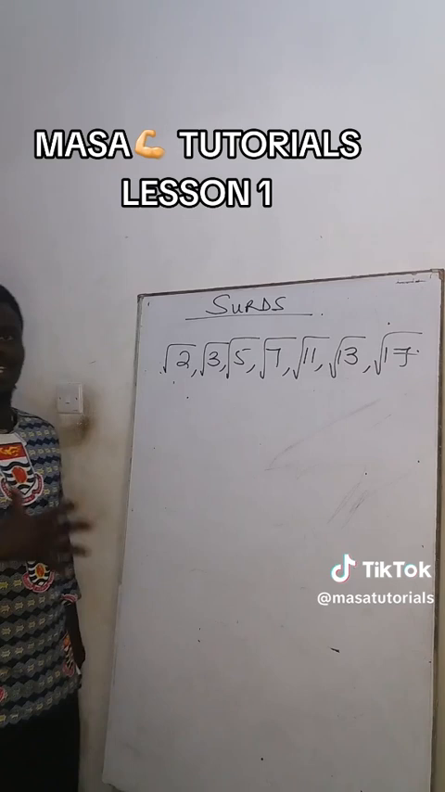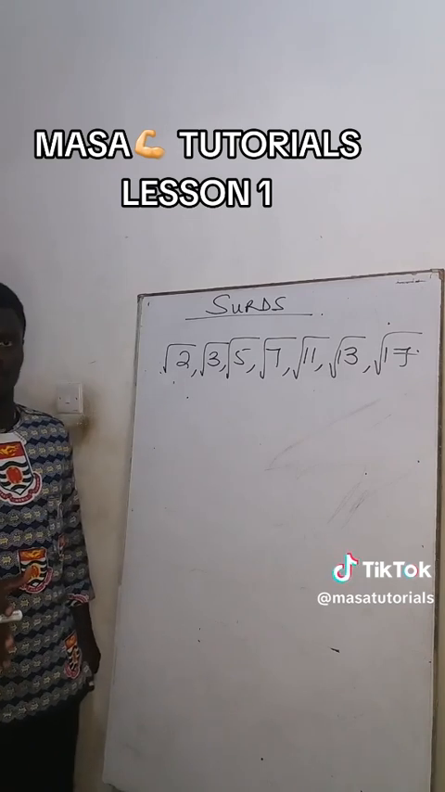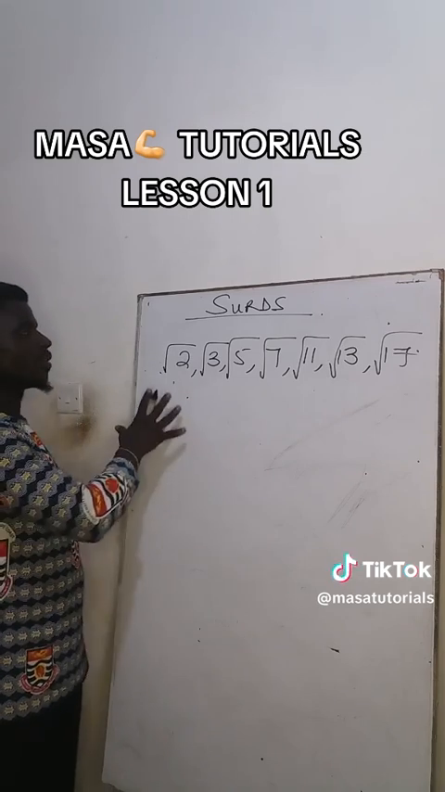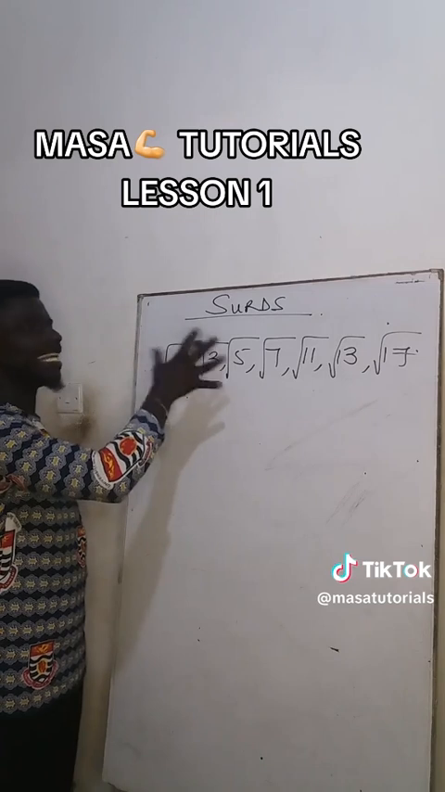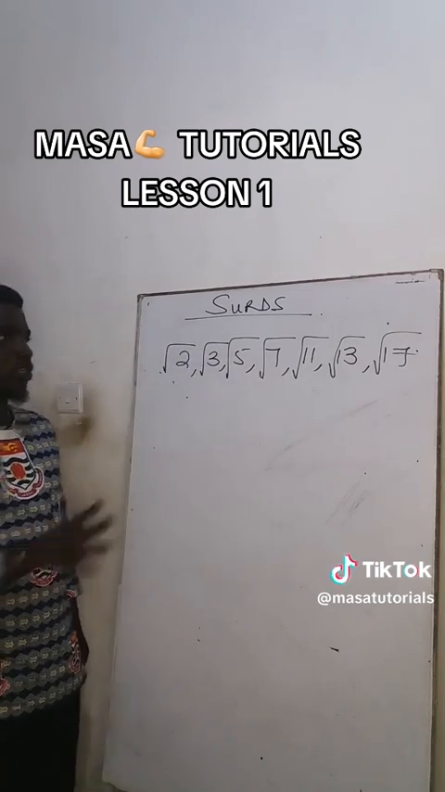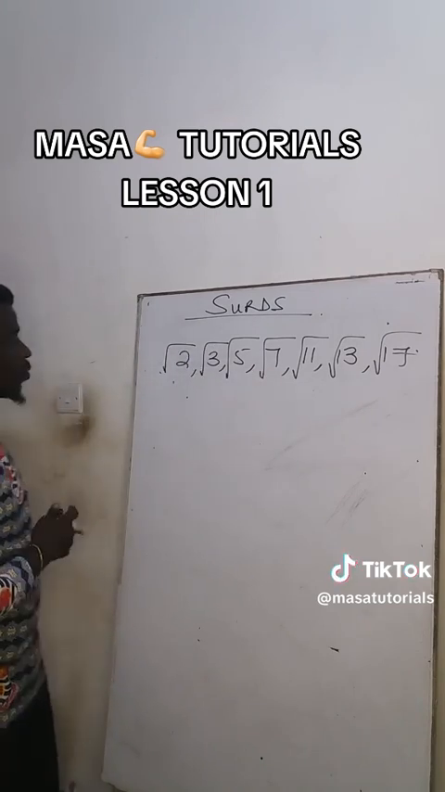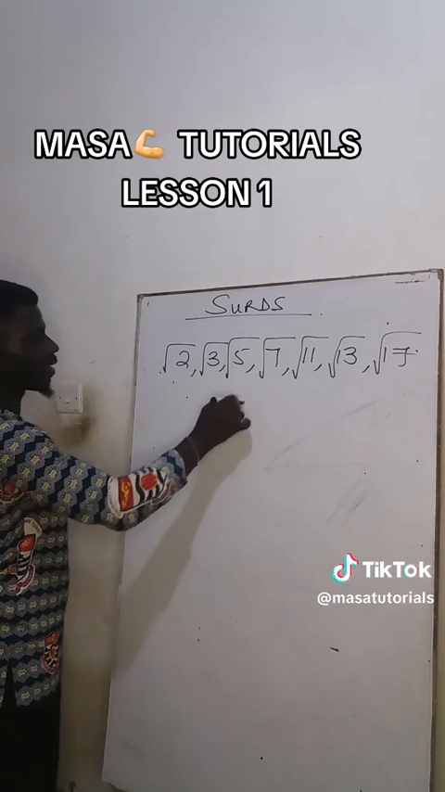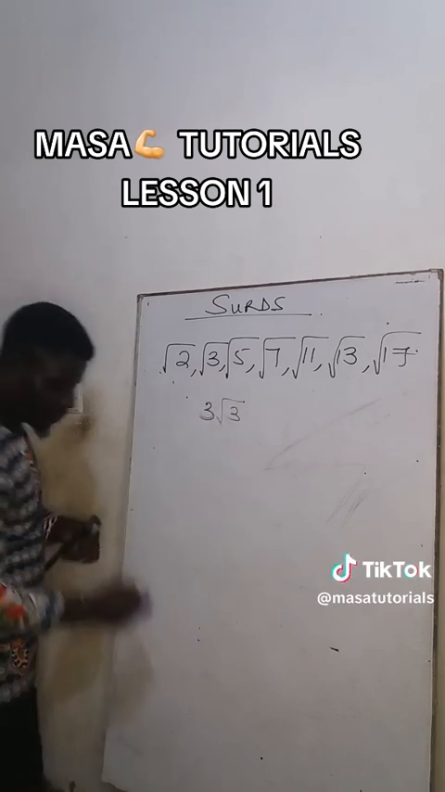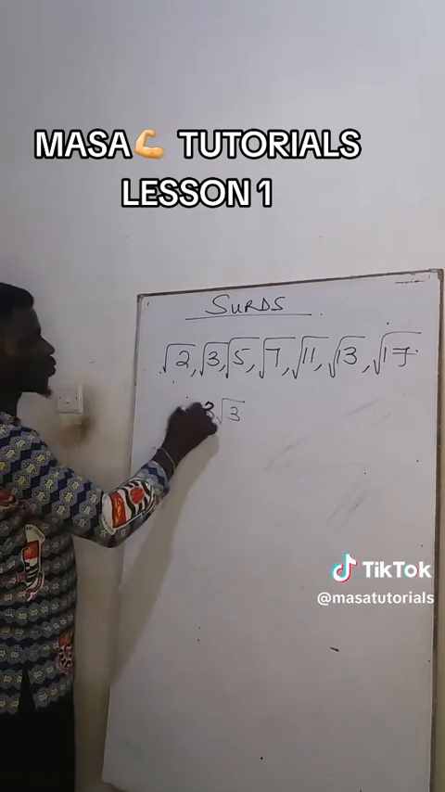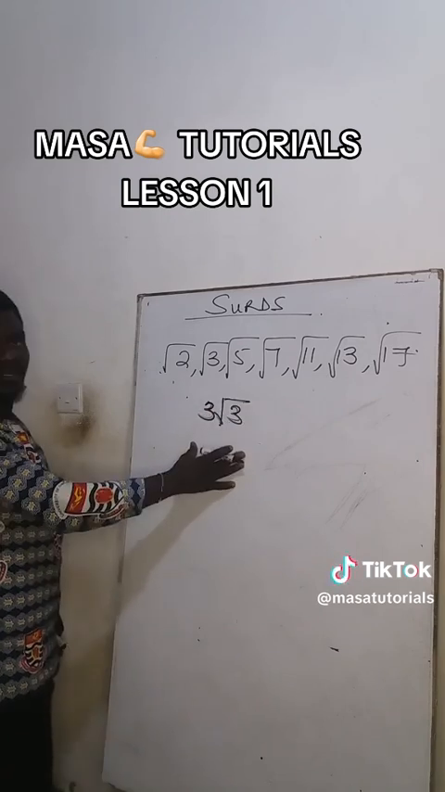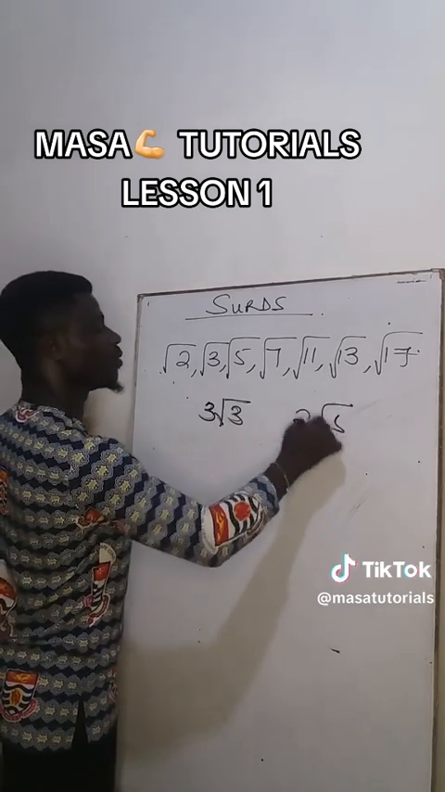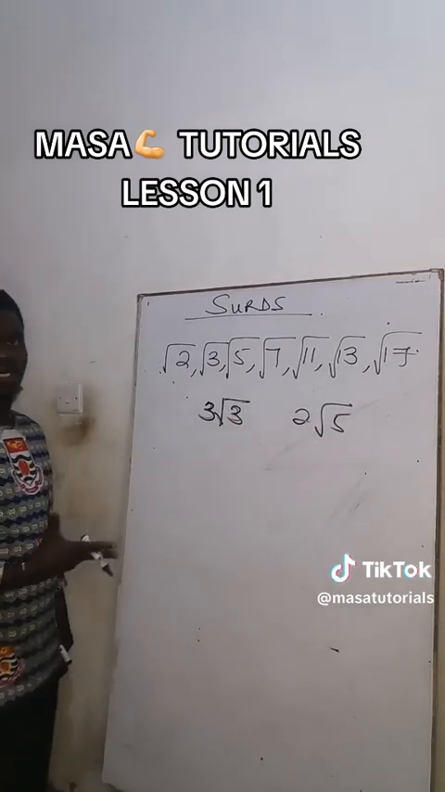Now, for Surds, they cannot be broken down. You cannot simplify Surds, okay? Because they are already in their simplest form, so you can't reduce them again. So we can have, let's see, 3 square roots of 3. This is a Surd. You can have 2 square roots of 5. It's also a Surd.